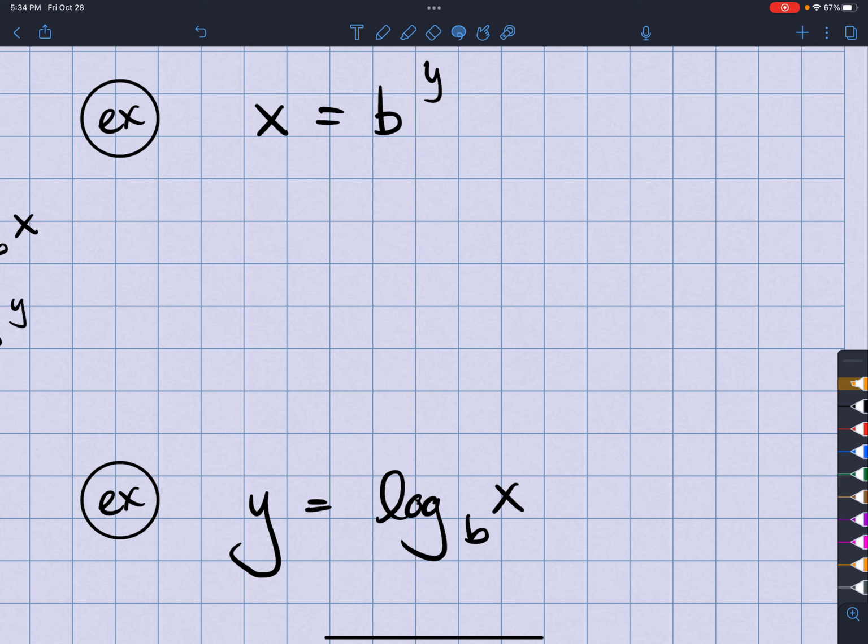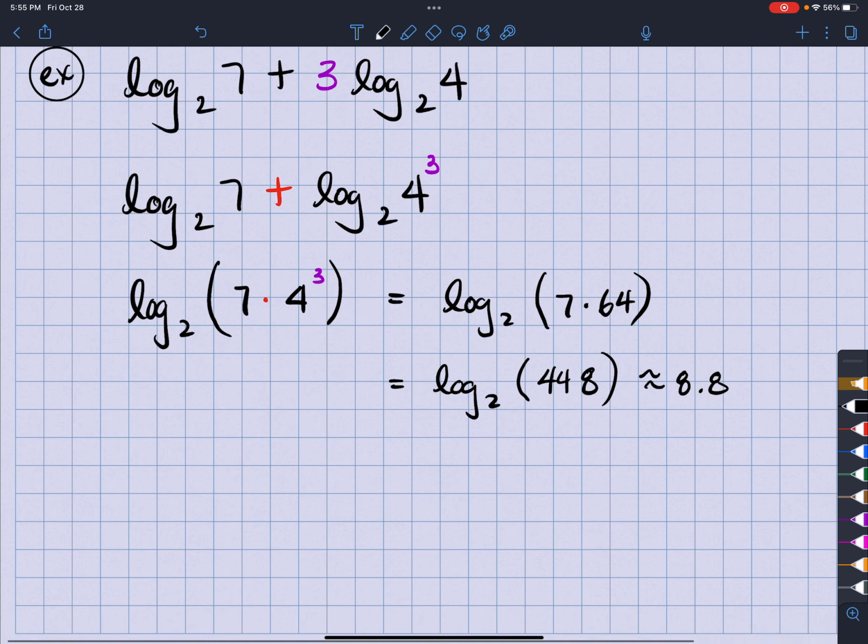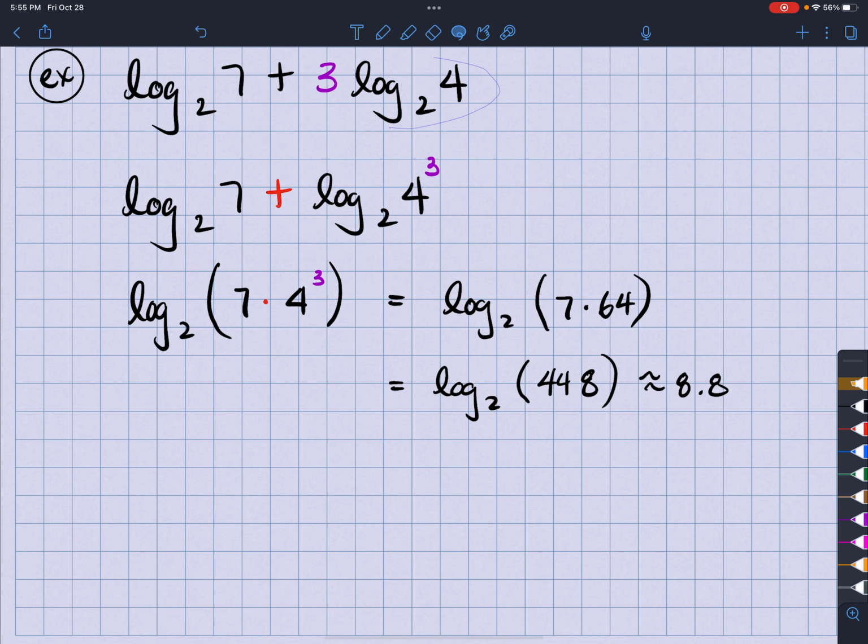Actually, I won't leave it like this. Where's my calculator? So let's take it. So log base 2, so it'll be the log of 448 divided by the log of 2. So this is approximately 8.8-ish.